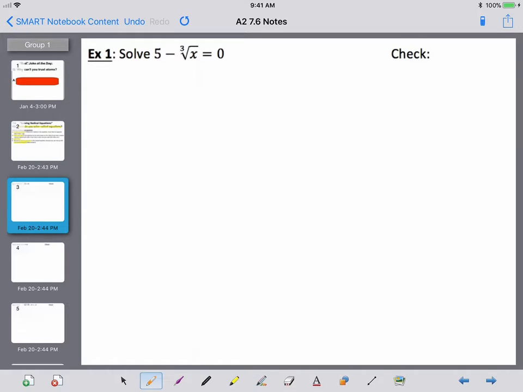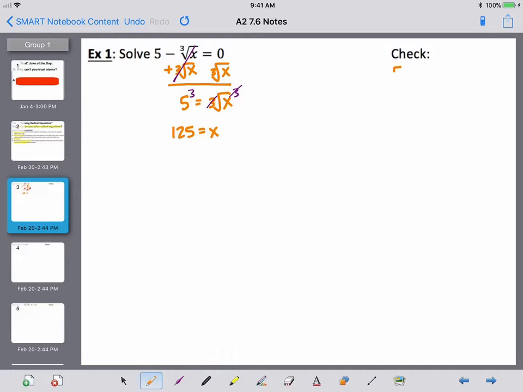Let's look at example 1. First, we have to isolate the cube root of x on one side of the equal sign. In order to do that, we're going to add the cube root of x on the left and the right. So here these cancel, and we're left with 5 equals the cube root of x. And now we have to get rid of that cube root, and to do that, we cube both sides, because this cube root and cube cancel each other out. And then 5 cubed is 125, and that is our answer for x.